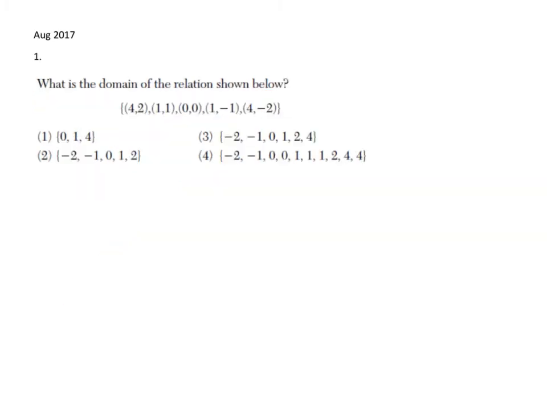All right, so here we have: what is the domain of the relationship shown below? So the domain is the x values. So let's look at those x values, and let's see which one has all these choices. So there's 4, there's 1, and there's 0. So 0, 1, and 4. Answer choice 1.